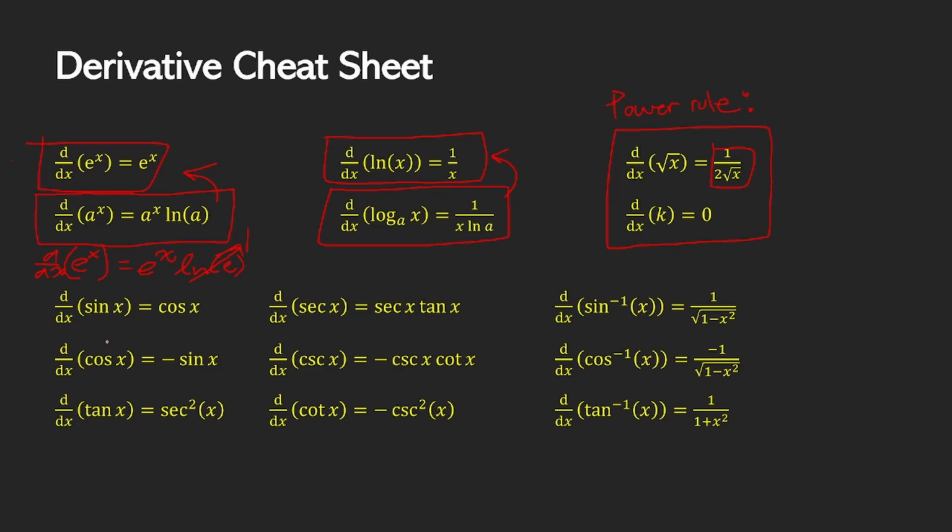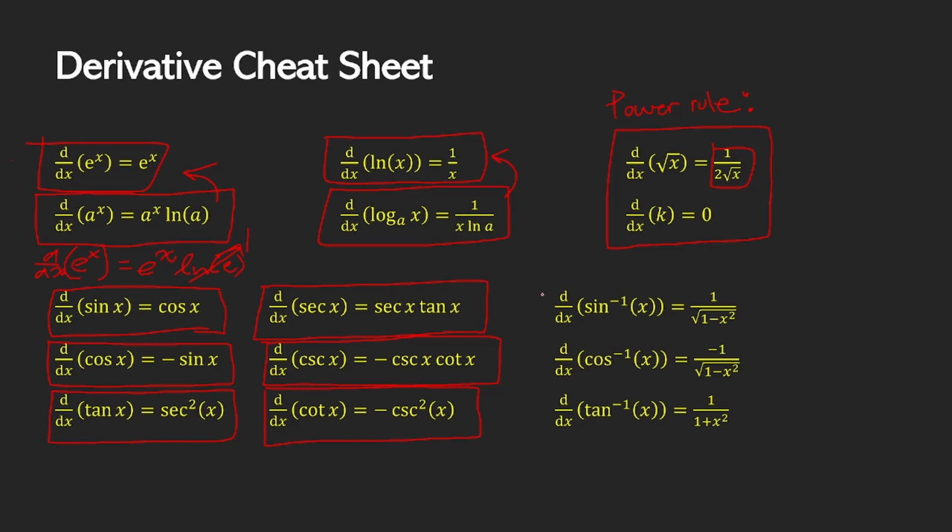All right, now the trig functions. I gave this one earlier. The derivative of sine x is cosine x. The derivative of cosine x is negative sine x. The derivative of tangent x is secant squared x. The derivative of secant x is secant x times tangent x. The derivative of cosecant x is negative cosecant x cotangent x. And the derivative of cotangent x is negative cosecant squared x.